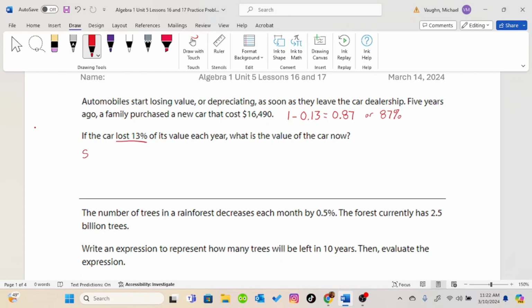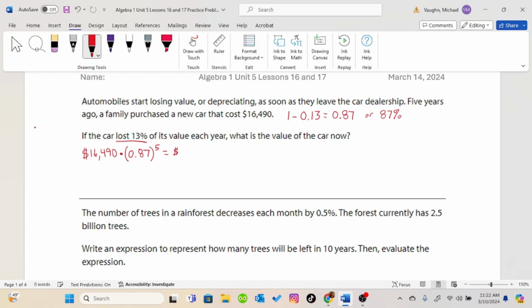Now we can write our equation, and this is going to be 16,490, which is our starting value, times our growth factor, 0.87, because it is keeping 87% of its value each year, and the exponent is going to be 5 because it's been 5 years.